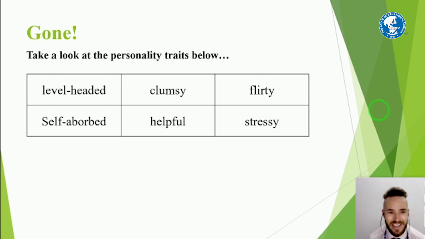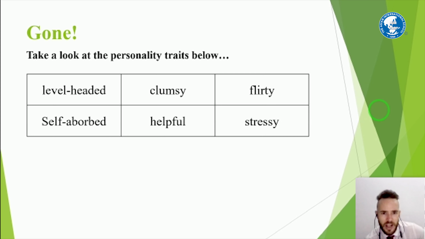The first one, level-headed. Level-headed is a term we would use to describe somebody who is calm in a crisis. They're able to think rationally and carefully and find solutions to problems without panicking and going crazy. The second word we've got here is self-absorbed. Self-absorbed is a word we would use to describe somebody who cares more about what's going on with them than with anybody else. It's almost like they don't see the outside world or the problems because they're so busy thinking about themselves and what's best for them.